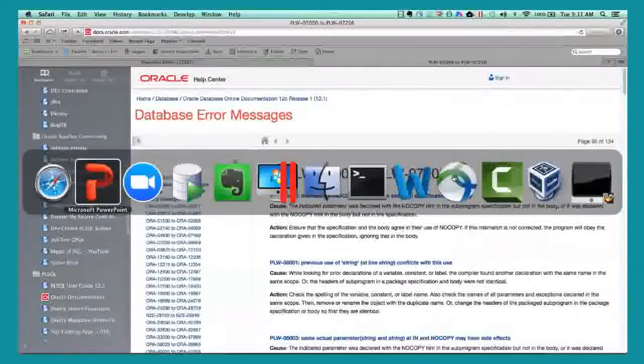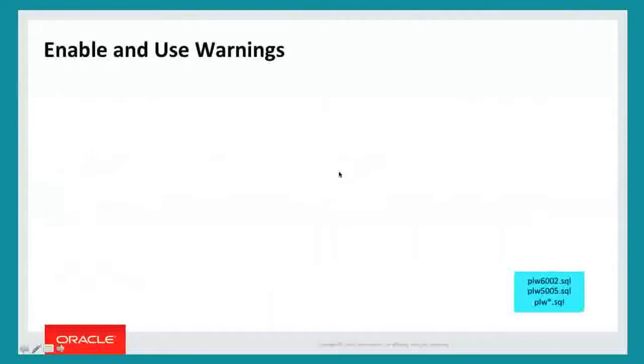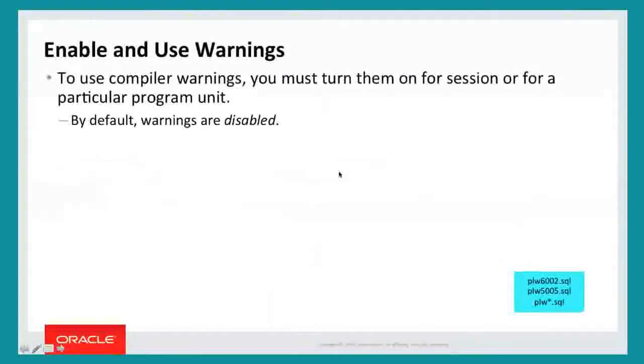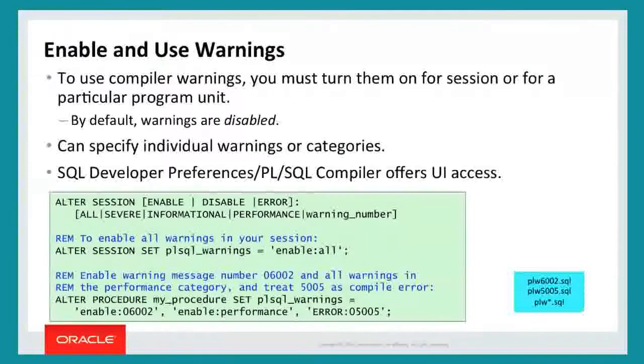Let's take a look at how you can actually leverage this functionality in your day-to-day work as developers. So first of all, by default, compile time warnings are turned off, and you can enable them with an alter session statement, set PLSQL warnings, and you can simply enable them all. Or you can enable a subset, for example, all the performance category, or enable an individual warning. You can even set an individual warning to be a hard compilation error. Let's take a look at some code.